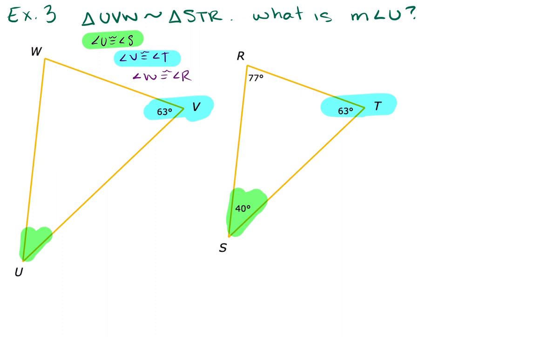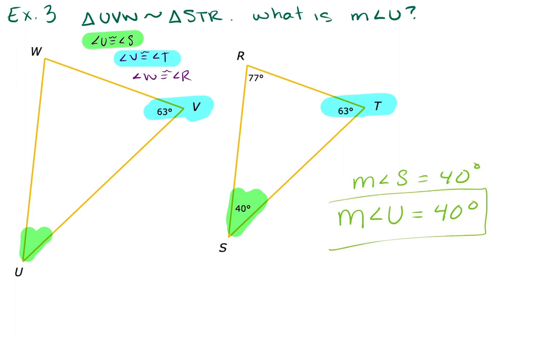And if you recall from that first video, congruency means that they are identical. So the answer to this question, what is the measure of angle U? The measure of angle U is simply 40 degrees because it is the same as the measure of angle S. The measure of angle S is equal to 40 degrees, so therefore the measure of angle U is also 40 degrees.